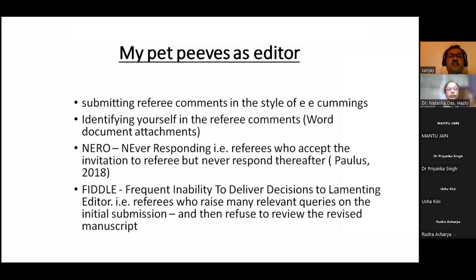The second thing is do not identify yourself in the referee comments. And this I say because it's supposed to be double blind, right? And then not uncommonly, the referee sends in the comments in the Word document or in track changes. And when you send something in track changes or in Word document, your name comes all over the track. It comes in the Word document. This Word document has been created by such and such a person. And so the author immediately knows who the referee is.